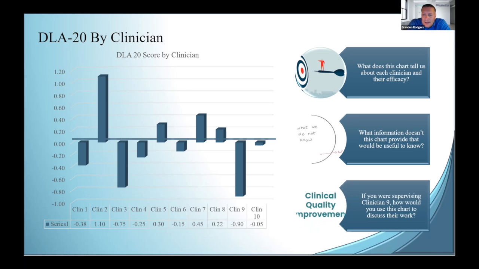And then the drill down question. If you were supervising clinician number 9, who just happens to be the target person here today that has the lowest DLA 20 score change, or the most negative DLA 20 score change, how would you use that chart to discuss their work? And I think we've touched on that, right? We would start to ask questions like, well, what does your caseload look like? How many cases are you managing? What is the diagnostic profile of most of your cases? What else would you want to start to ask that clinician?